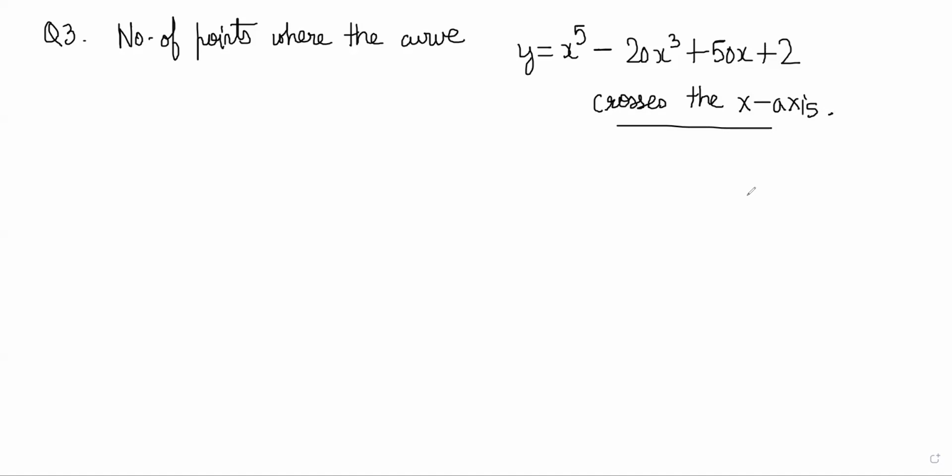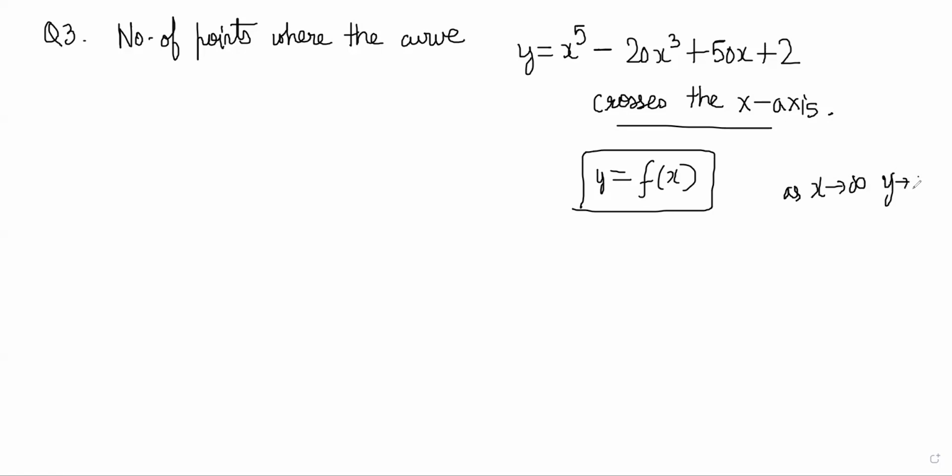We have done one question like this maybe before, but we have not done the exact question. The idea is y is equal to f(x). You have to understand the nature of this graph to figure out how many times it will cross the x-axis. So you should realize that as x tends to infinity, y will tend to infinity, and as x tends to minus infinity, y will tend to minus infinity. So it definitely crosses the x-axis once at least, right?